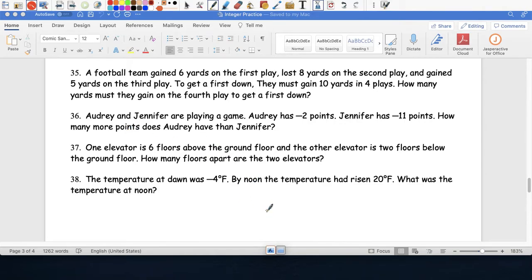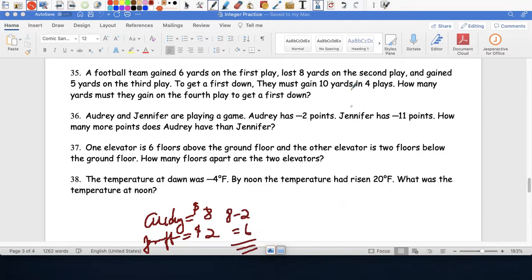So again, this is a subtraction. Think about, let's say Audrey, I'm making this up. Let's say Audrey had $8 and Jennifer had $2, and I asked you how much more money does Audrey have than Jennifer? Well, you would say 8 minus 2, and you say Audrey has 6 more dollars.